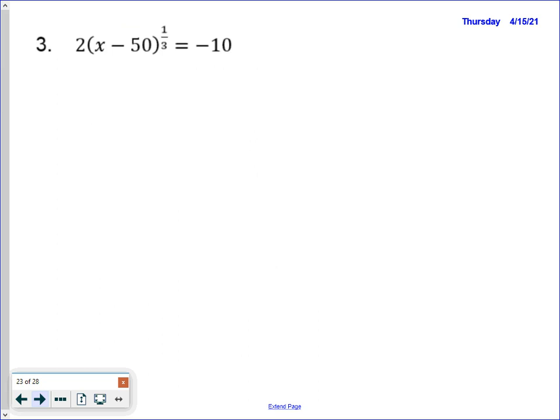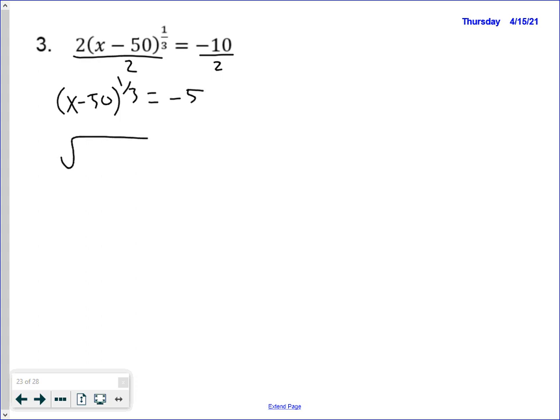All right, for number 3, we have 2 times x minus 50 to the 1/3 equals negative 10. So we want to isolate the radical, or in this instance, the rational exponent. Remember, a rational exponent will become a radical anyway. So when we do, we get x minus 50 to the 1/3 equals negative 5. Sorry, we're not taking the cube root, but just rewriting the left side as a cube root.